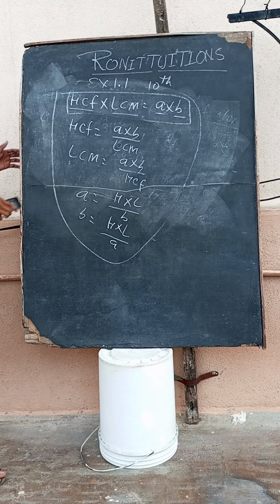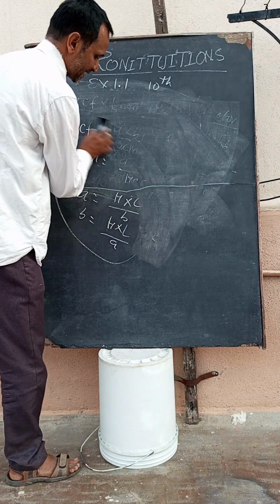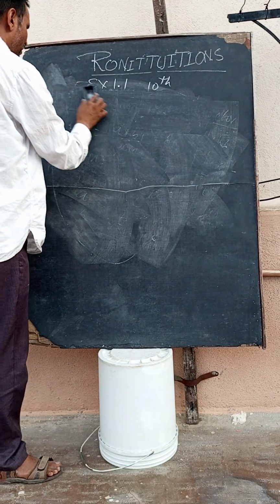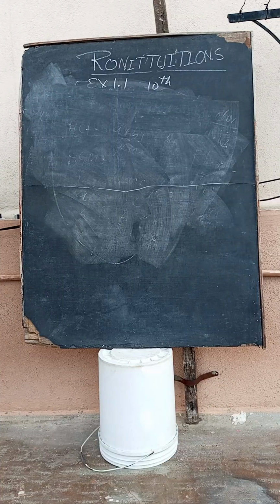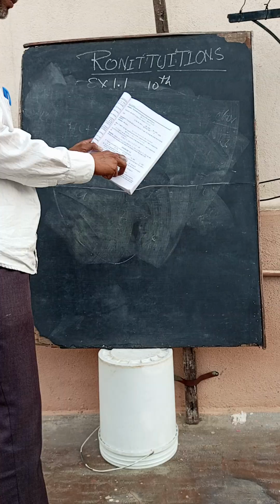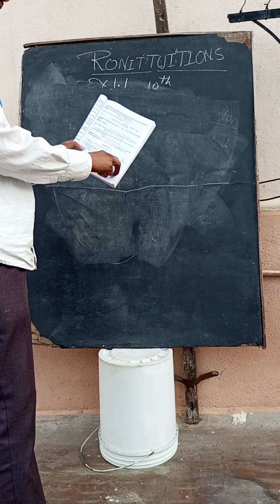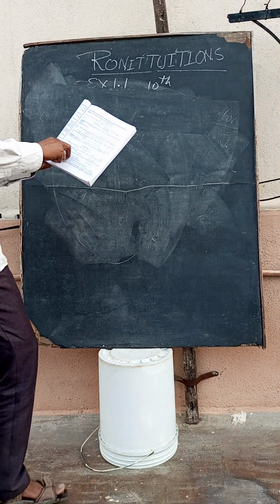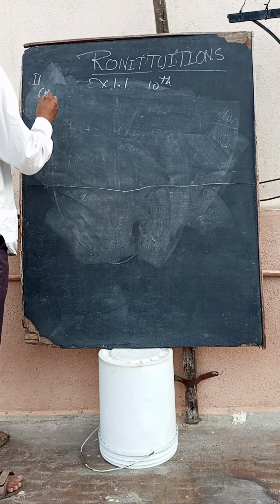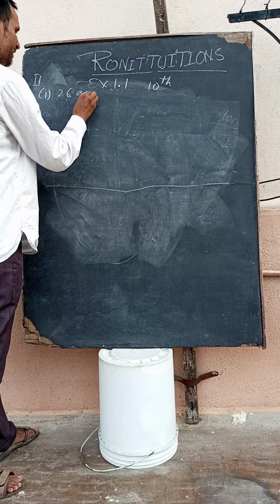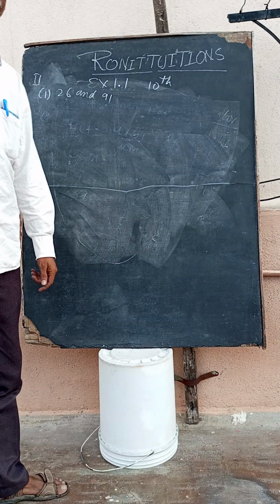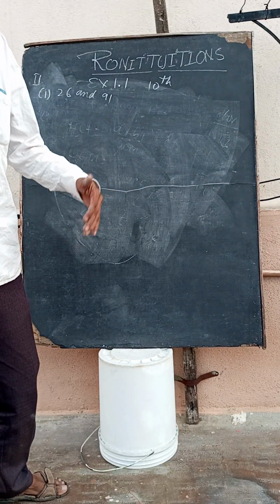What does the question say? We are reading from the textbook. The question written here: find the LCM and HCF of the following pair of integers and verify that LCM into HCF is equal to the product of the two numbers. The first one given is 26 and 91. First it is asking to find the LCM, then the HCF, then the verification.